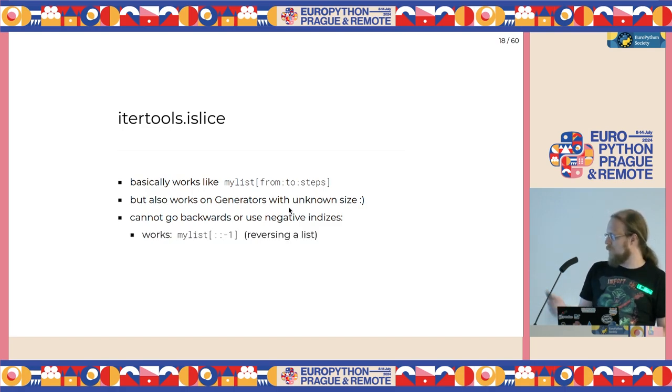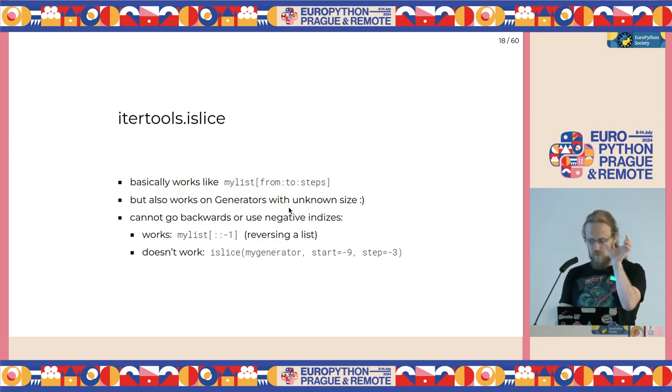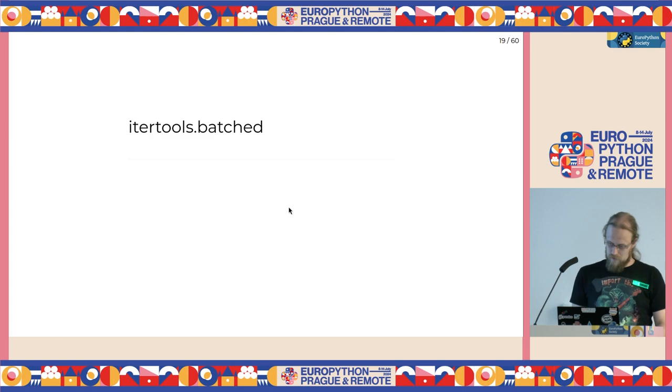So for example, we can do this to reverse a list, or reverse a string, but we cannot do it like this, so we cannot go back, because it only has some kind of pointer to some generator.